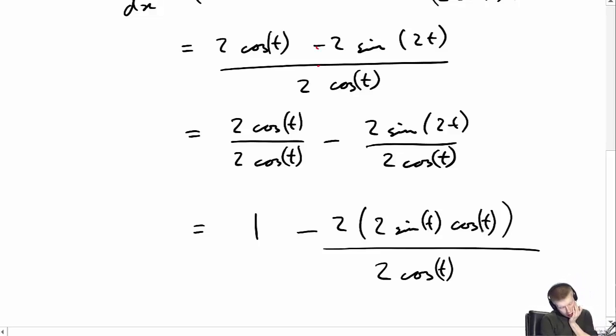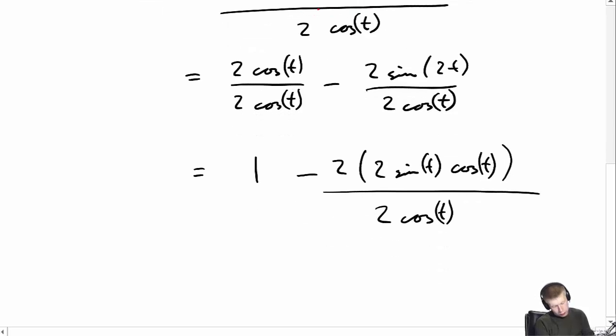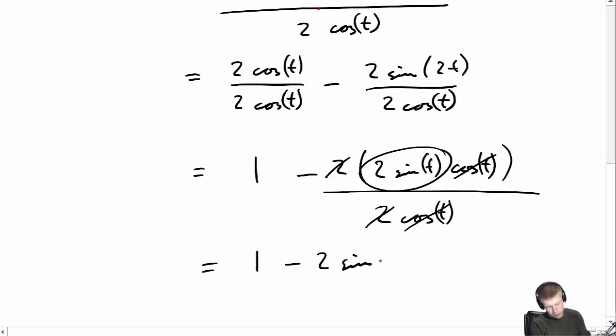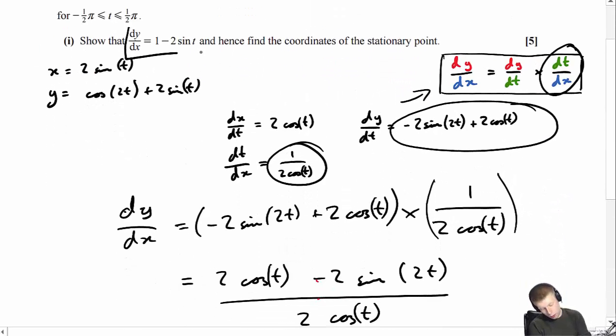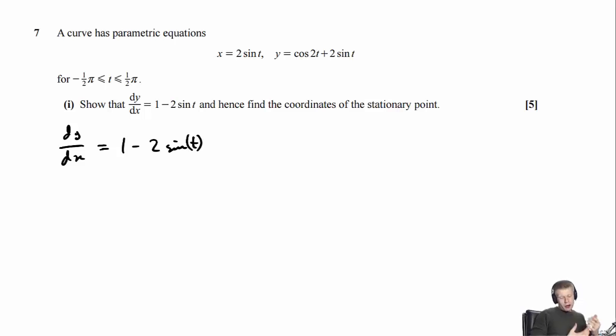So let's have a look at this thing then. I'm going to end up with, well, this 2 is going to cancel with this 2. Are you happy? I can then also cancel this cos t with this cos t. So what am I left with? I'm left with 1 minus just my 2 sine t. And that is dy by dx. And if you go back to the original question, that's what we had to find. So we've shown that dy by dx is equal to 1 minus 2 sine t. Now we've been asked to find the coordinates of the stationary point then.